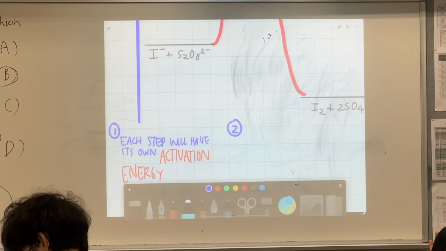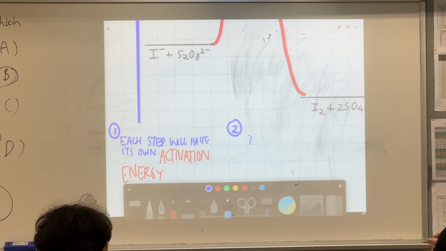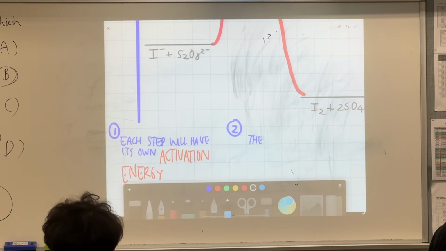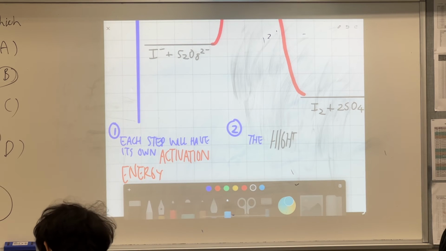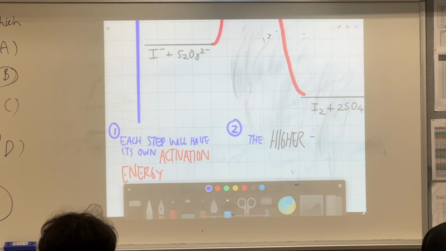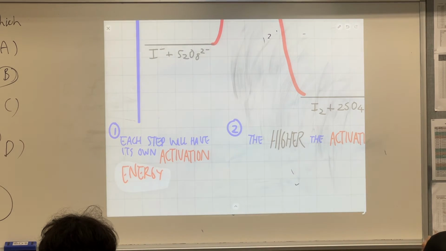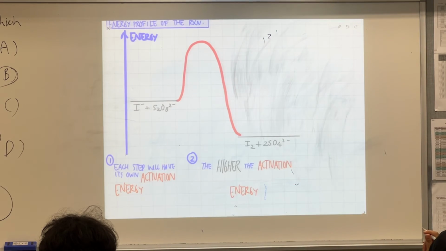So point number 2. The higher the activation energy, the slower the reaction. Okay, so write this down. The higher the activation energy, the slower the reaction. So can you tell me just by looking at this mountain, is it a high mountain? Is it a tall mountain? Pretty tall, right? If you ask me. Well, but we need something to compare to.